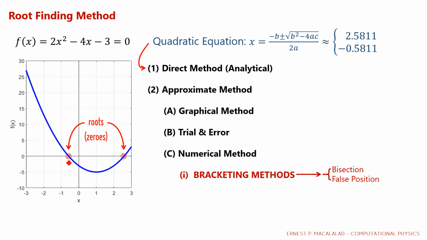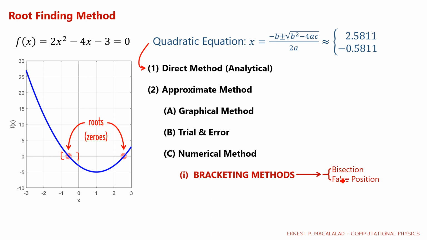So for example, if we want to calculate the root here, we can choose this and this as our bracket. When we say bracket, that is the interval of two values wherein, in between them, you expect the root to be located. Now the difference between bisection and false position is how the estimate of the root is calculated.